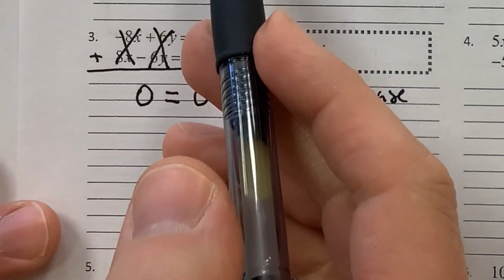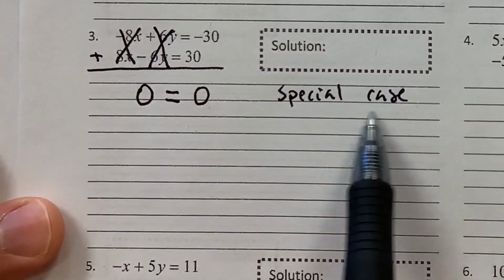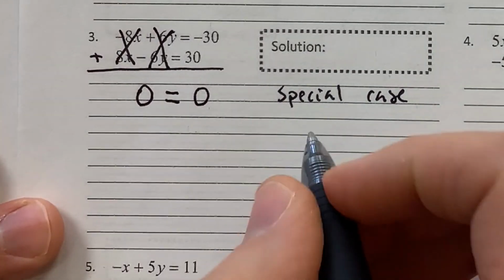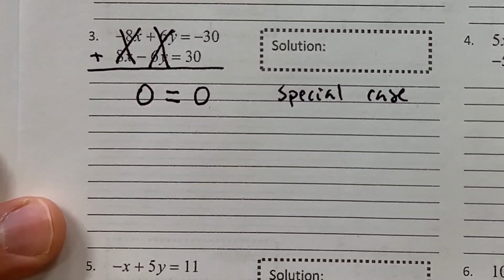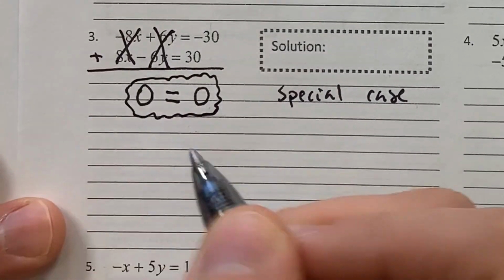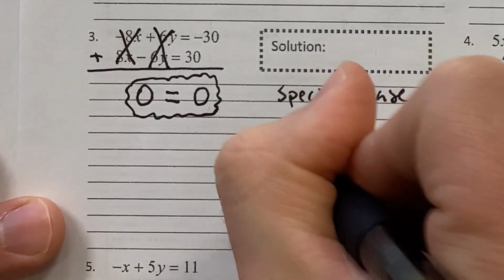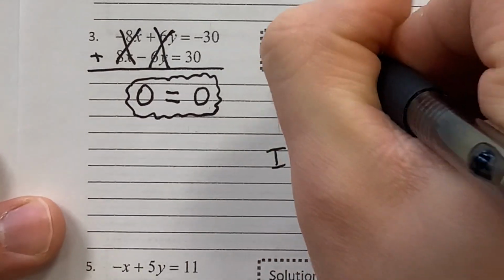Back to what we were talking about before. My variables drop out. I'm left with no variables. Just like substitution, that means it's a special case. It's either going to be no solution or infinitely many solutions. Well, I look at what's left, and you ask yourself a simple question: do these numbers match? Does 0 equal 0? Yes, they do. So this is going to be infinitely many solutions. IMS.